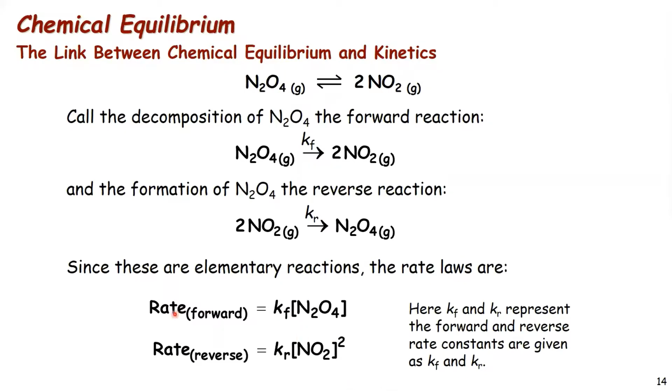So again, we know that the forward rate constant is equal to the reverse rate constant. Again, we're assuming that these are molecular events, right? These are elementary steps. So the rate equals KF times the concentration of N2O4 for the forward reaction, and rate equals KR times NO2 squared for the reverse reaction.